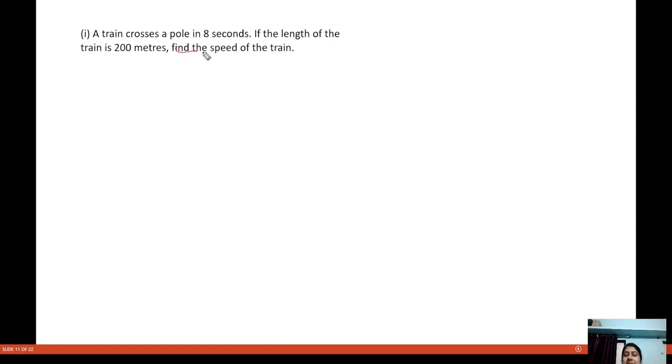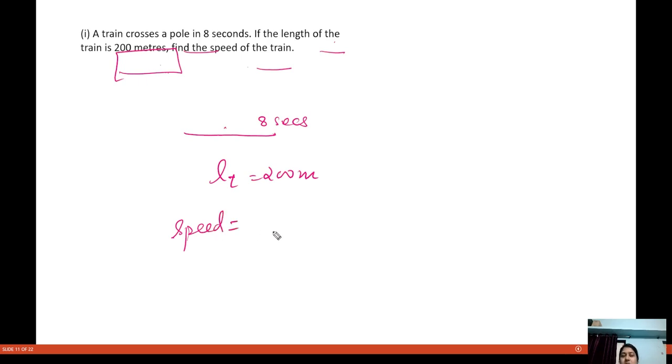Now we have this: a train crosses a pole in 8 seconds. If the length of the train is 200 meters, find the speed of the train. Now, what is this saying? A train crosses a pole in 8 seconds. The length of the train is 200 meters, find the speed of the train. So speed is equal to what? Time is given and the length of the train is given, so from here you can obviously calculate.